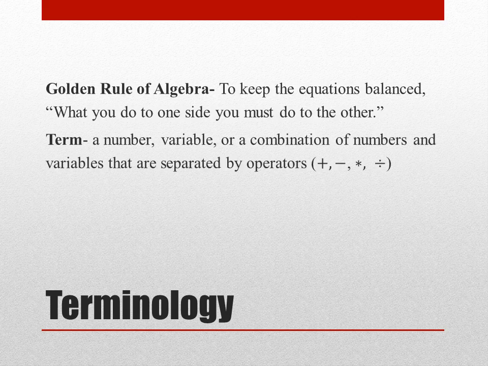Term. A term is a number, variable, or a combination of numbers and variables that are separated by operators. Operators are like plus, minus, times, and divide. So those separate out terms. And terms are made up of numbers and variables, and you know what those are.